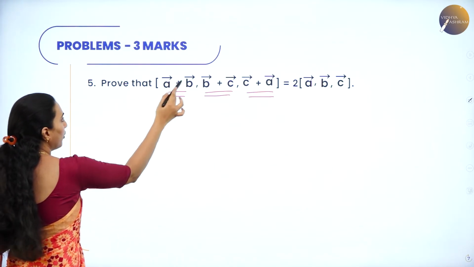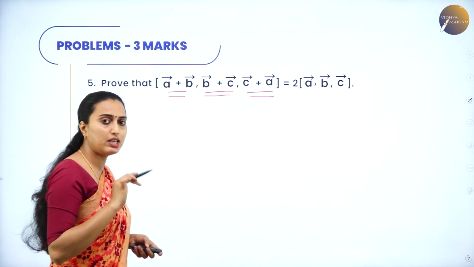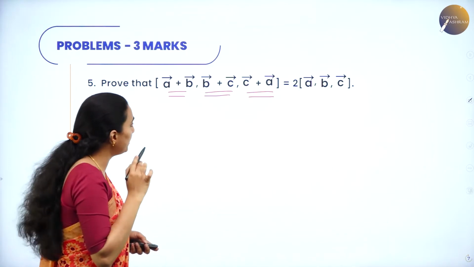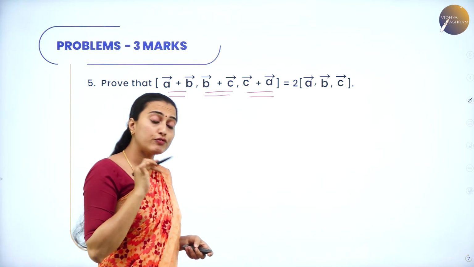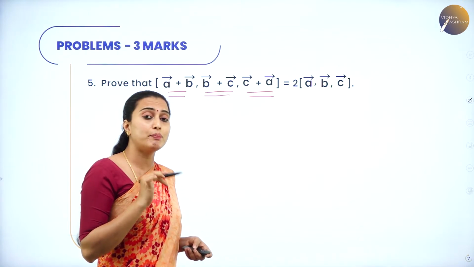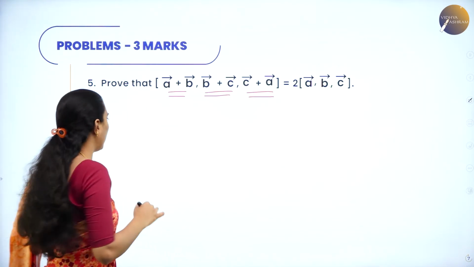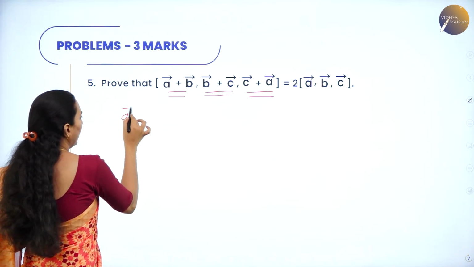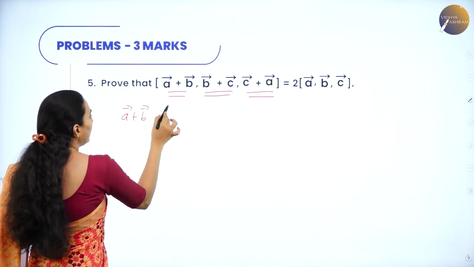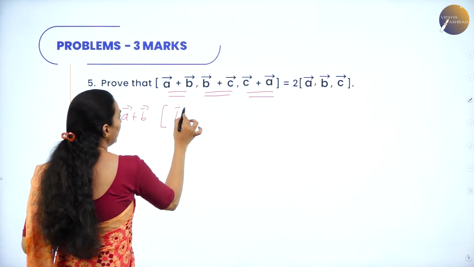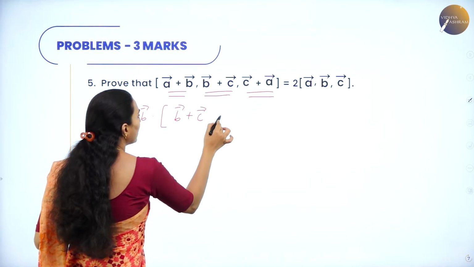In place of A, you are going to write A vector plus B vector. In place of B vector, you are going to write B vector plus C vector. In place of C vector, you are going to write C vector plus A vector. I hope you got this one. Now therefore, A dot B cross C.